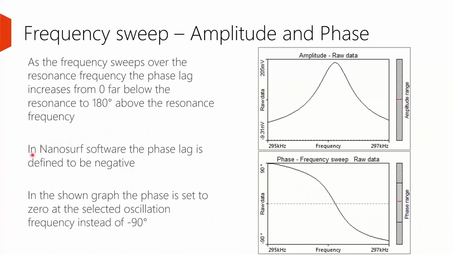Just for the understanding, at NanoSurf, we define the phase lag to be negative. So I know there is also opposite definitions with other vendors that say the phase lag is a positive quantity, but in NanoSurf, the phase goes in principle from 0 to minus 180. And we subtract a reference phase to keep it at 0 at the excitation frequency.